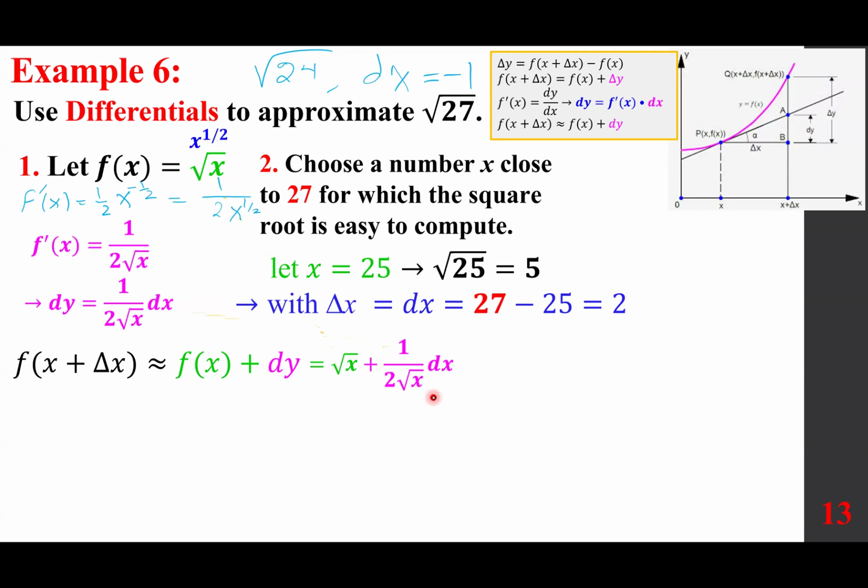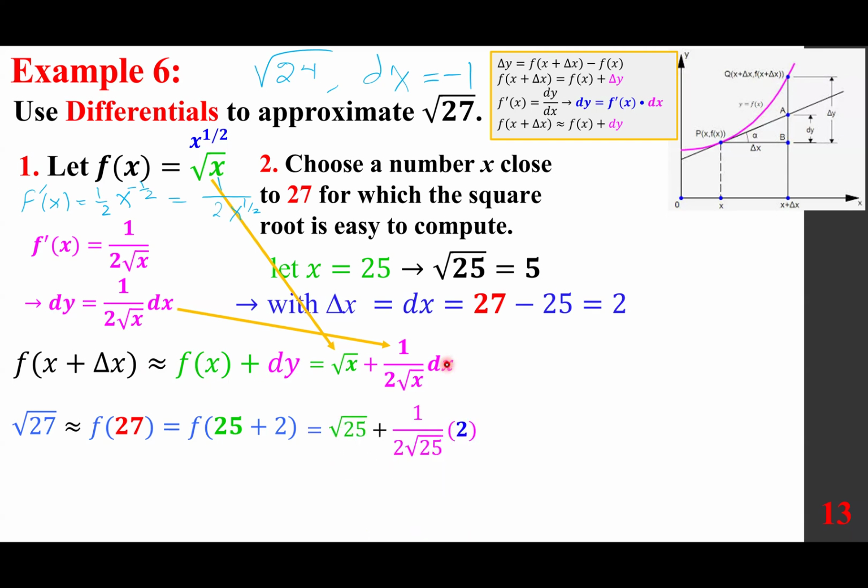We want square root of 27, and square root of 27 is approximated by f of 27, we mean this one, which is f of 25 plus 2, which means replace the x with 25 and dx with 2, everybody. Of course, square root of 25 is 5. Everybody knows that. And we drop the 2, we get 5 plus 1/5, or 5 and 1/5, or 5.2.